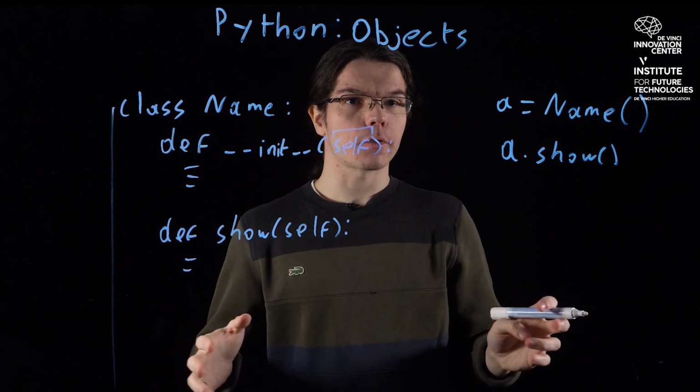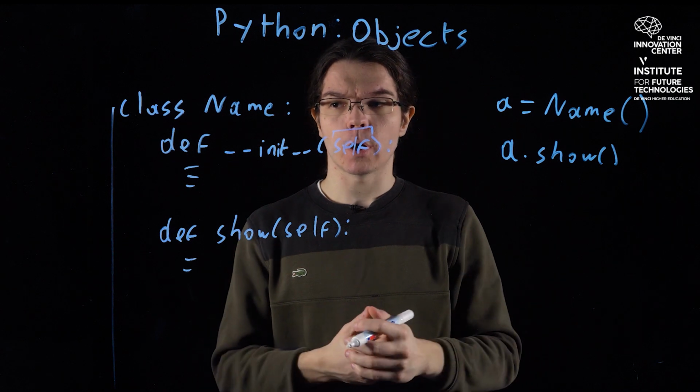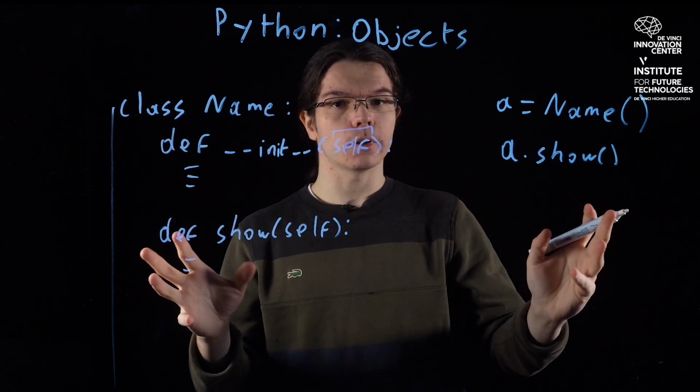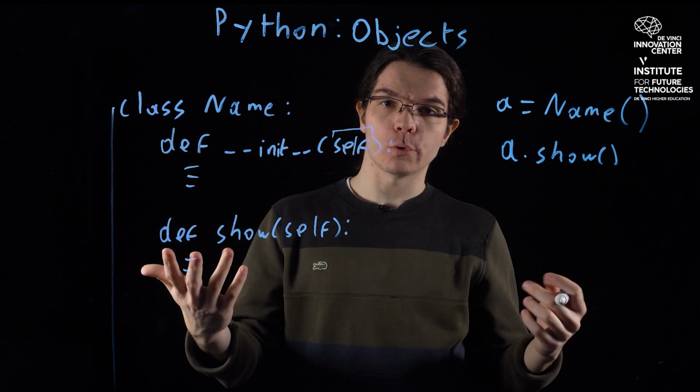So that's the basic Python object-oriented programming. And we're going to use that and actually use classes that already exist and also program our own classes.